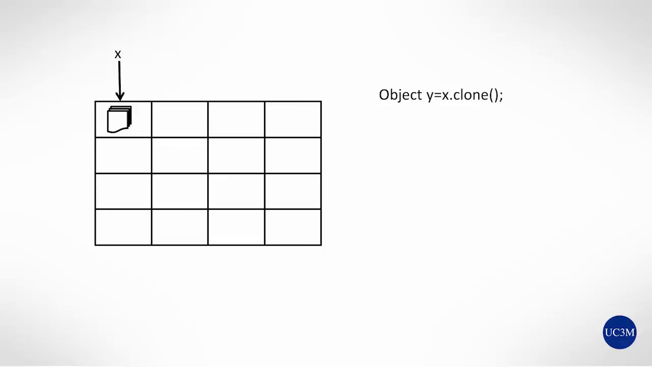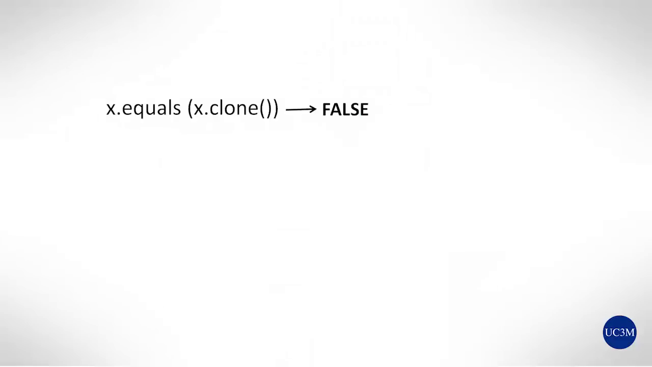The clone method makes an exact copy of the object in memory. This means that the same object is copied into a new position of the memory. As such, x.equals(x.clone()) will return false, as they do not share the same memory address.